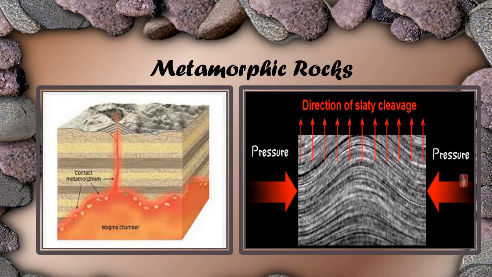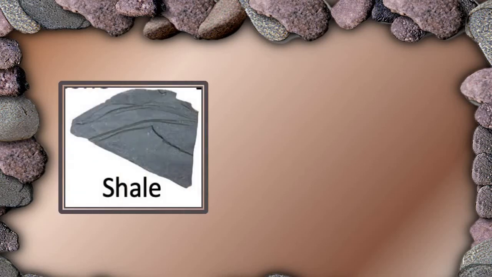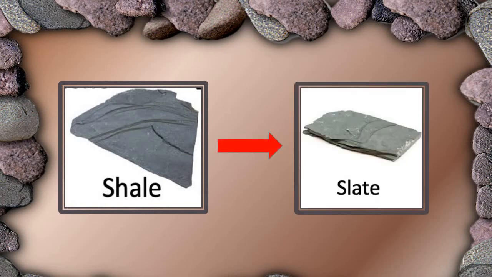So, we will see when the rocks are metamorphosed or undergo changes. What will we see now? This shale. Shale is formed into slate. Yes, the original rock which is formed into slate is the shale. When shale undergoes metamorphism, or you can say undergoes pressure and heat, it will form into slate.